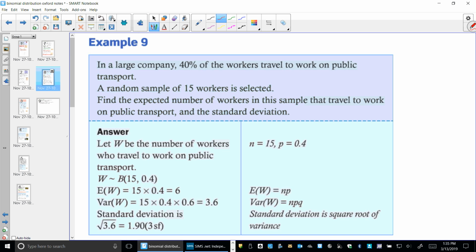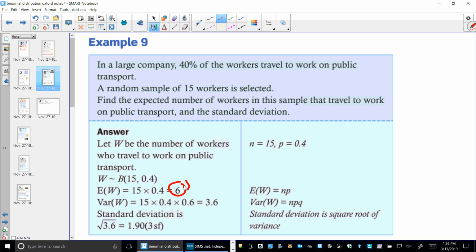Probably easier just to look through an example. In a large company, 40% of the workers travel to work on public transport. A random sample of 15 workers is selected. Find the expected number of workers in this sample that travel to work on public transport and the standard deviation. So, 15 workers, 40% travel on public transport, so the expected value is going to be 15 multiplied by 0.4. That's straightforward. So there's going to be 6 people.